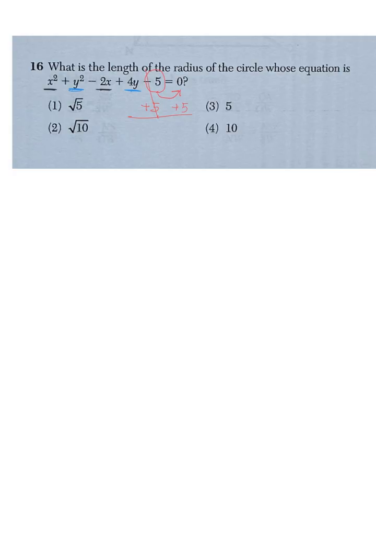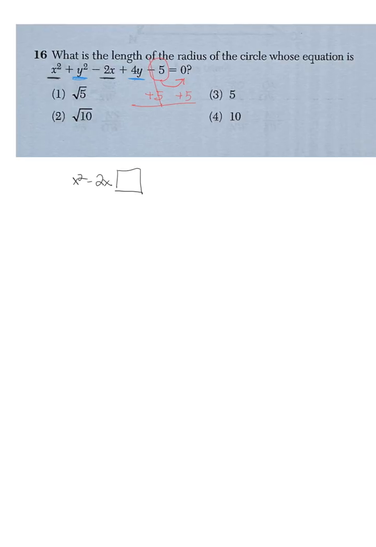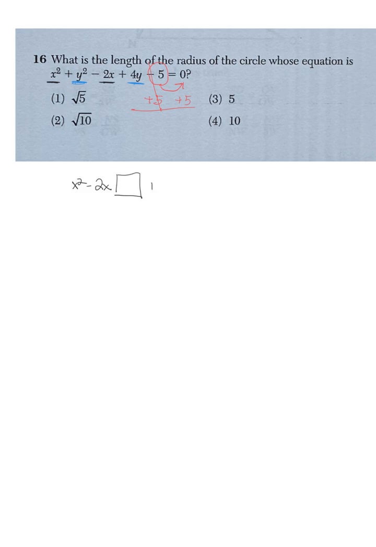So I'm going to start by grouping the x's. So I'm going to have x squared minus 2x, and then I like to write a box. Some teachers teach it where they just underline and leave a space, whatever you prefer. Then I have a plus y squared with a plus 4y. And then again, I'm going to do a box. And then remember, I move that 5 over, so now that's a positive 5.